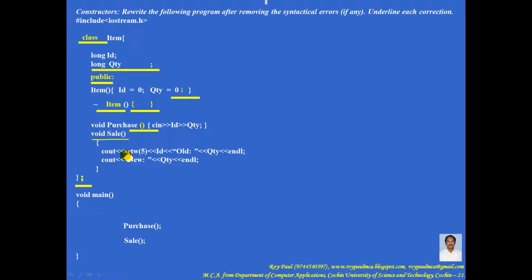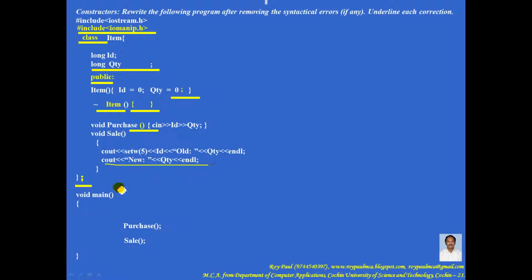Here no mistake. Now setw is a built-in function. It is used to align the data correctly. When you make use of setw in a program, the header file iomanip.h must be included. So I need to include the header file iomanip.h. So let me include that header file here. So for setw, I included the header file iomanip.h.